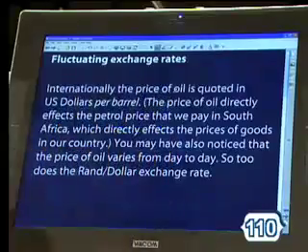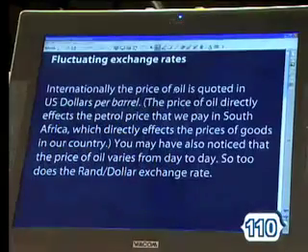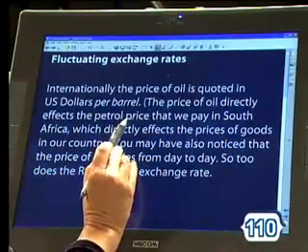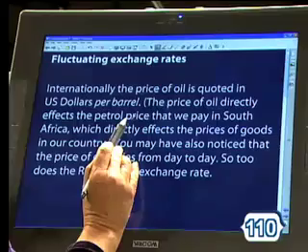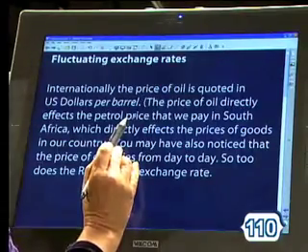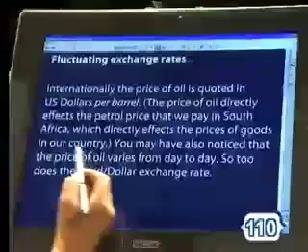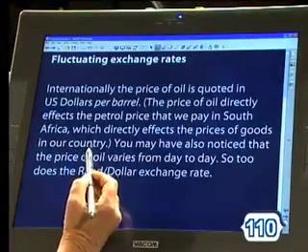Internationally, the price of oil is quoted in US dollars per barrel. The price of oil directly affects the petrol price, and this we know. So as soon as the oil price goes up, the petrol price goes up. And then, of course, we also find that we start paying more for our basics, like our rice, our maize, our mealies, our milk, etc. So this affects the prices of goods that we buy in our shops.